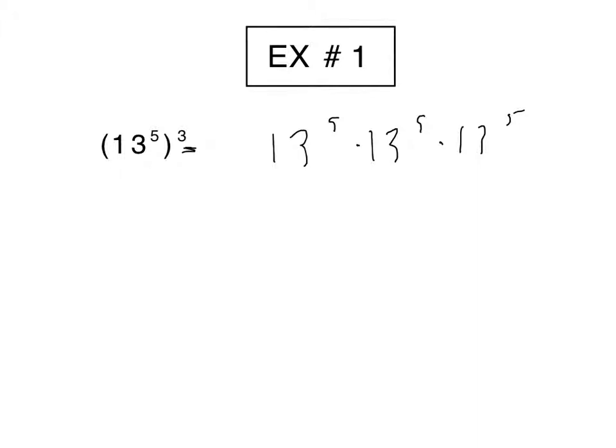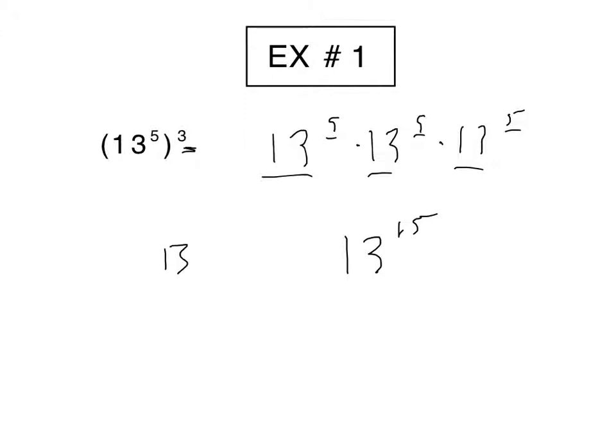If you were to use our multiplication properties from last week, you know that if you have the same base and they're multiplied together, you can add the exponents. So if you add 5 and 5 and 5, that would of course give you 13 to the 15th.